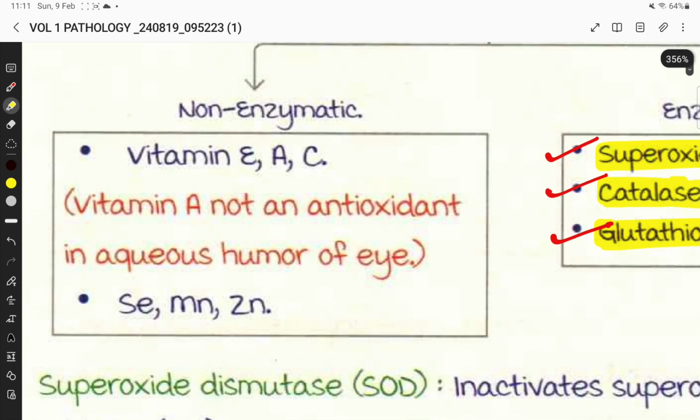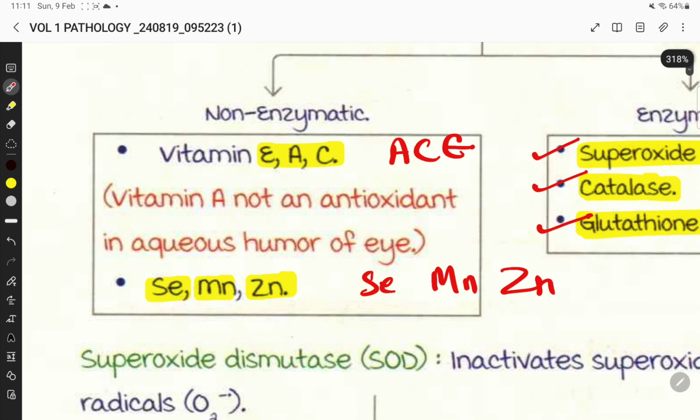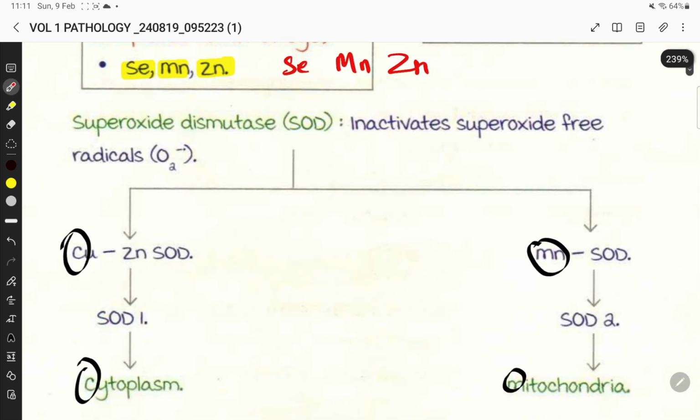The non-enzymatic antioxidants are vitamins E, A, and C. Vitamin A is not an antioxidant in the aqueous humor of the eye. Other non-enzymatic antioxidants are selenium, manganese, and zinc. Vitamin ACE, and selenium, manganese, and zinc are non-enzymatic antioxidants.